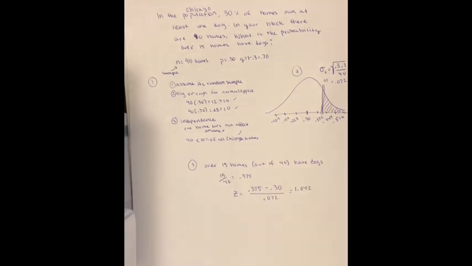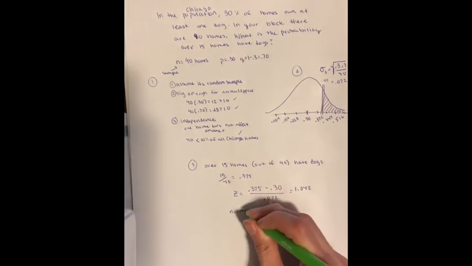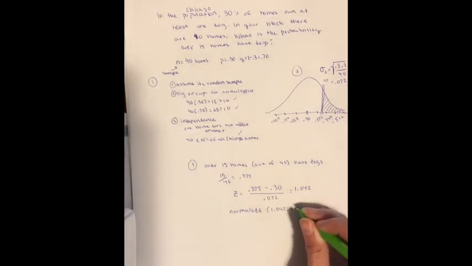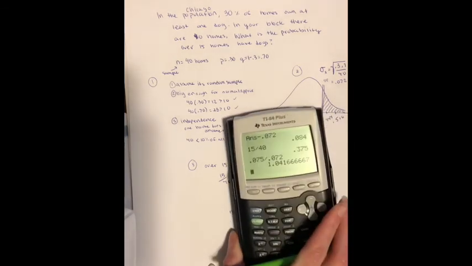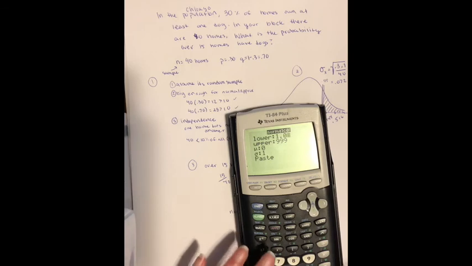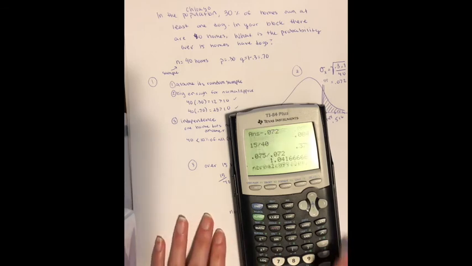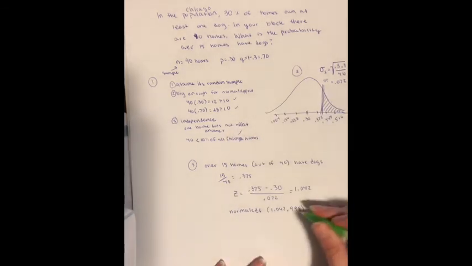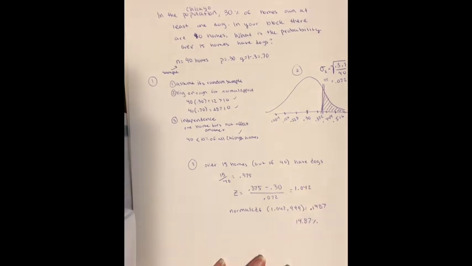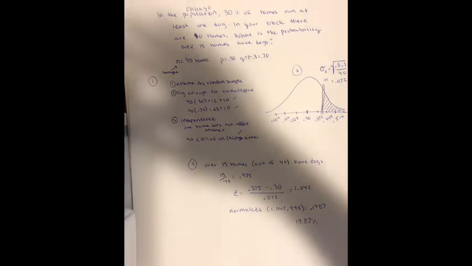That gives 0.042, and then I use normal CDF to find that probability. Second VARS, normal CDF, 0.042 to 999. So there's a 15% chance that over 15 homes have dogs in my neighborhood. Pretty good chance, all right? And this is sampling distributions.